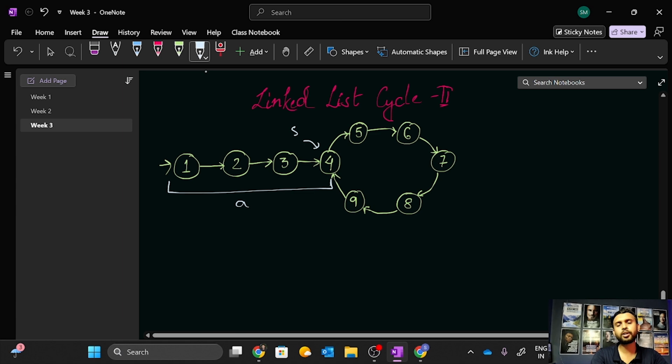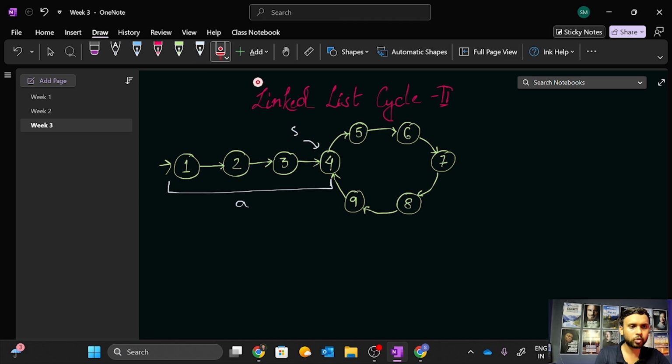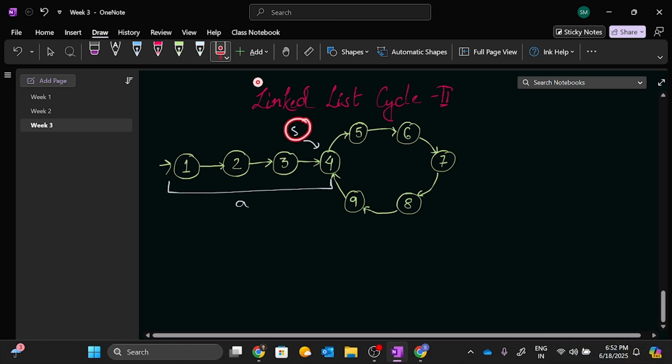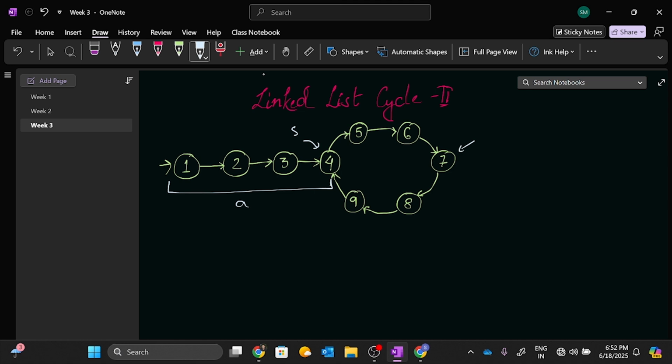If your slow pointer has moved a distance a, obviously your fast pointer would have moved 2a, because it is always traveling at double the speed. It is moving 2 steps, whereas the slow pointer is moving 1 step. For example, if my slow pointer is over here, it has jumped three times: first jump, second jump, third jump. So my fast pointer would have jumped 6 times: once, twice, third, fourth, fifth and sixth. So my fast pointer would be over here.